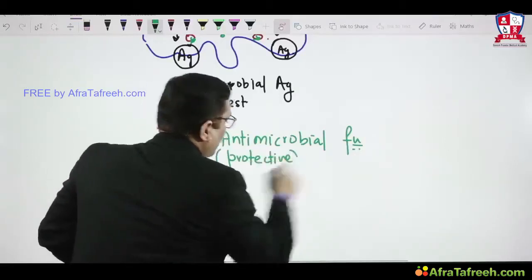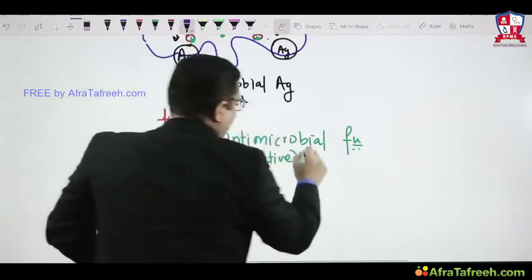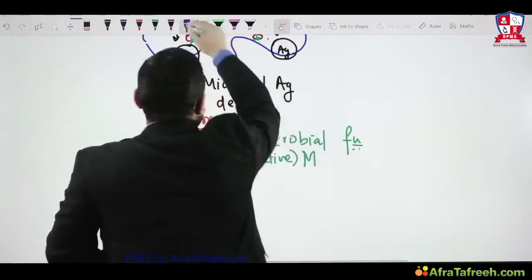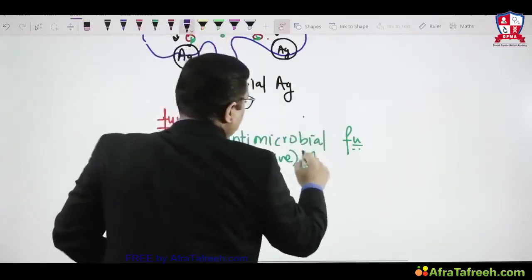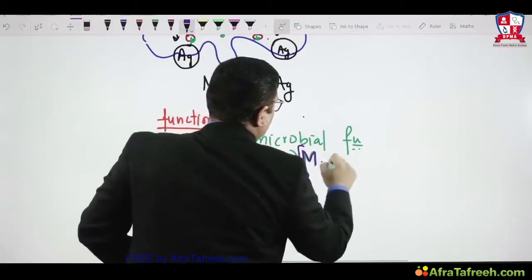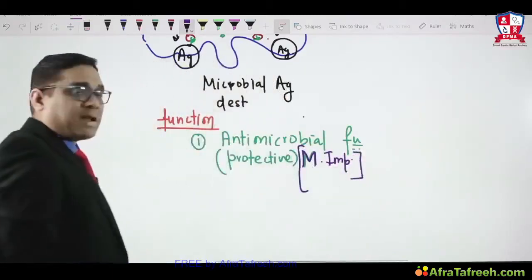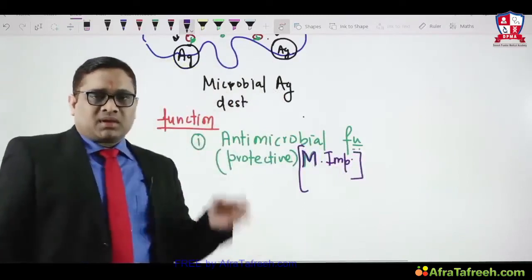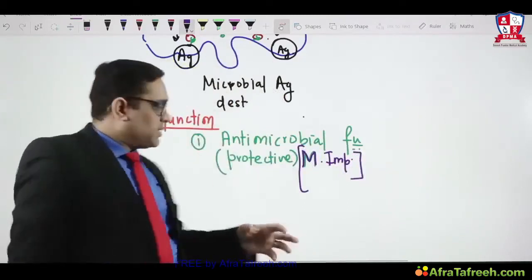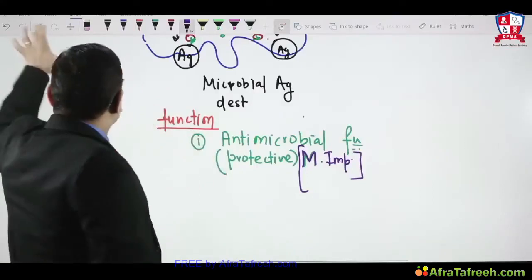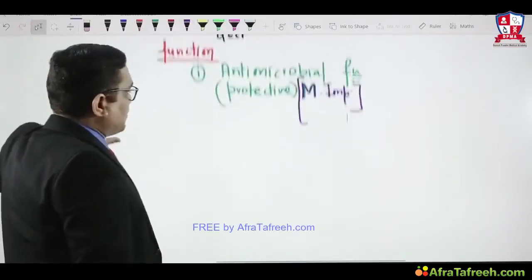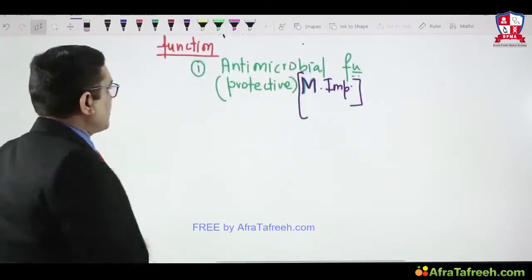This is the protective antimicrobial function, and this was the question in the DNB exam: what is the most important function? And this is the most important function of the neutrophilic extracellular trap. They will be trapping the antigen, destroying them and killing them. This is the most important function of the neutrophilic extracellular trap, the antimicrobial function.